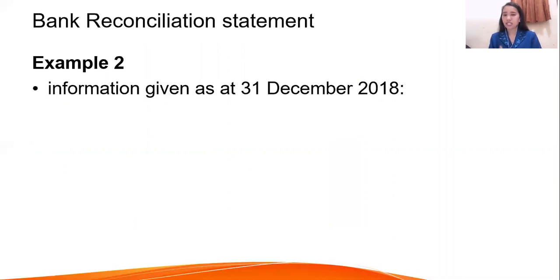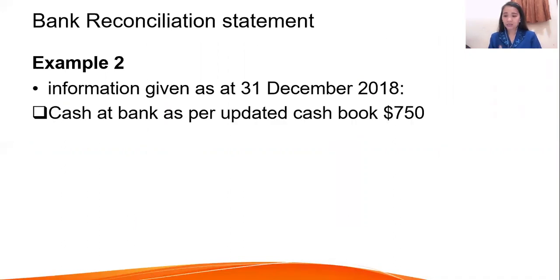Let's do example 2. Information given as at 31st December 2018. Cash at the bank as per updated cash book is 750. So the cash book is already updated here. Remember, this is the updated cash book balance.